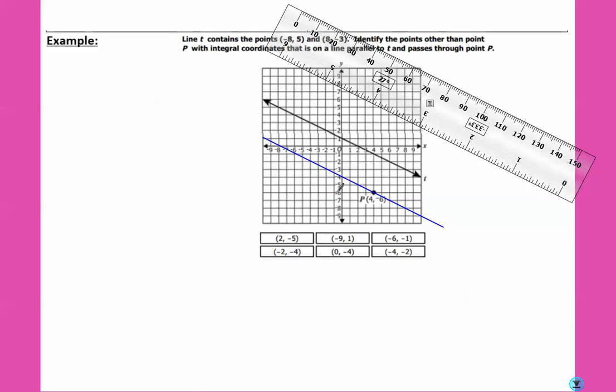So (2, -5). Yep, that's on my line. That's one of the answers I'm going to choose. (-9, 1). Not quite. (-6, -1). Yep, that works. (-2, -4). Not quite. (0, -4). Yep. And (-4, -2). Looks good. So those 4 are my answers.